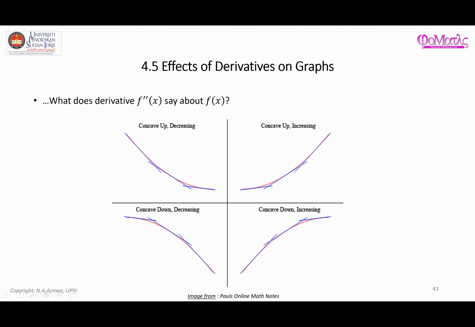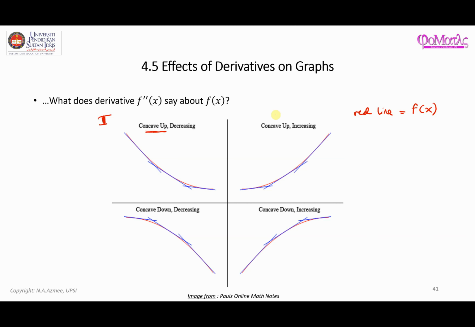If you can see here, what we have is the red line. The red line is the graph of f(x), and in the first picture you can see that the red line is above the blue line. The blue line is the tangent line. For all its tangents, you can see that the red line is above all of them, so we call it concave up.